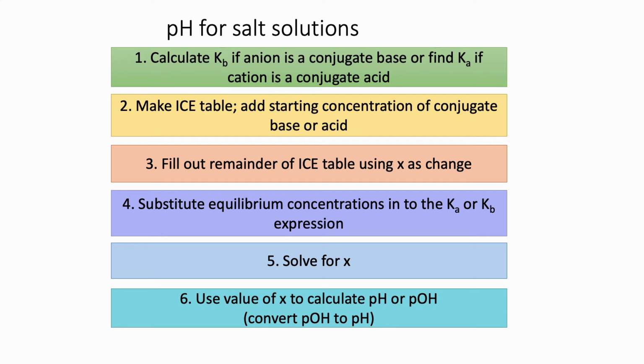If you do end up calculating the pOH using X, then you have to use the equation 14 minus pOH equals pH to get your final answer.